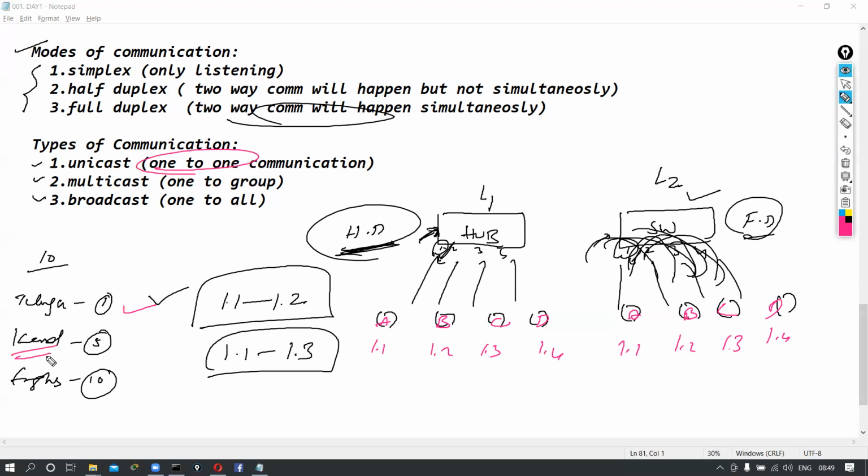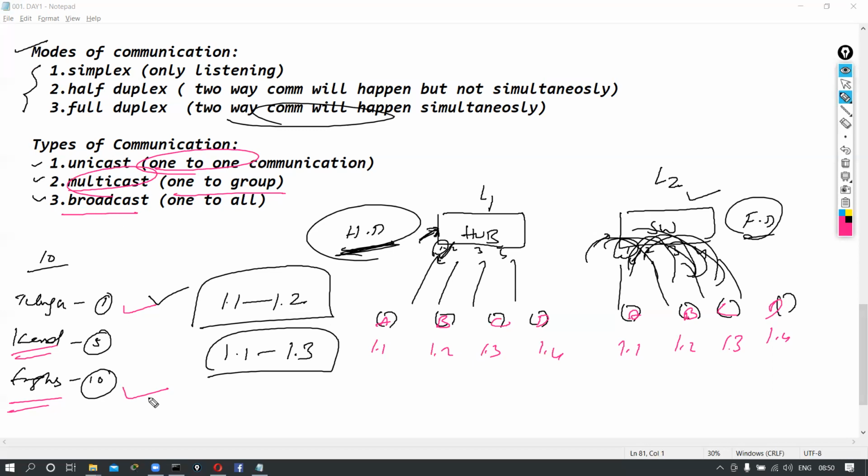What if I take the class in Kannada? 5 guys will understand. That means one to group, only these Kannada guys. Correct now? That is called multicast: one to a specific group. What about broadcast? If you take the class in English, everybody will understand. That is called one to everybody.